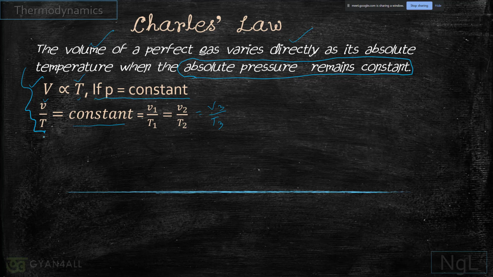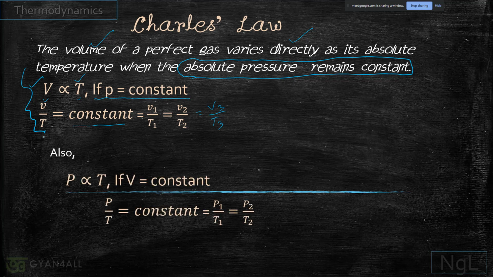the temperature remains constant, then we can apply Boyle's law. But we can also say the law can also be stated like this. If V remains constant, then P is directly proportional to temperature. If temperature increases, pressure increases directly. That means P1 by T1 equal to P2 by T2.